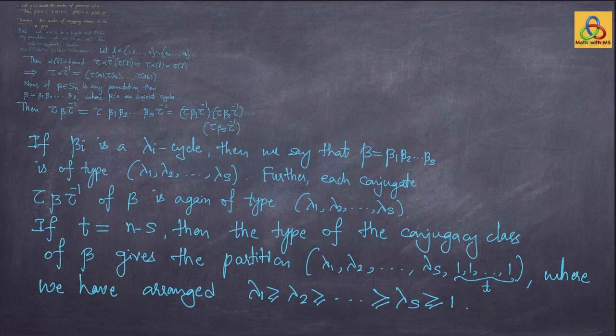If we can show that two permutations of the same type are conjugate, then each conjugacy class in the symmetric group gives a unique partition of n. Conversely, if I am given any partition of n, then I can take any cycle with that partition type and that will give me a conjugacy class. That will show that there is a one-to-one correspondence between the number of conjugacy classes in the symmetric group and the number of partitions of n.